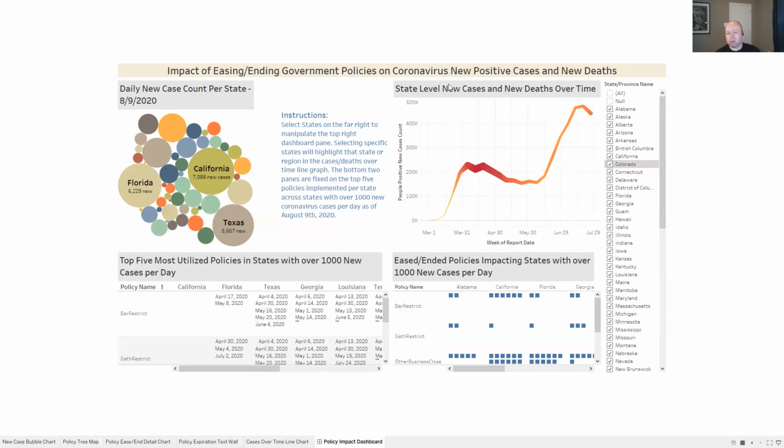That leads us to this particular quadrant, the top right, where you can see the national trend for the new cases and the new deaths across a period of time, from the beginning of March till the end of July or the beginning of August. And what you can see nationally, and this includes parts of Canada as well, so this is in North America.